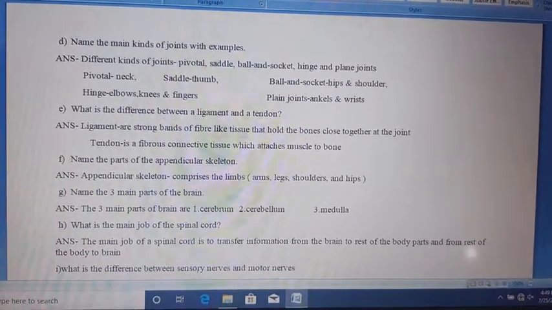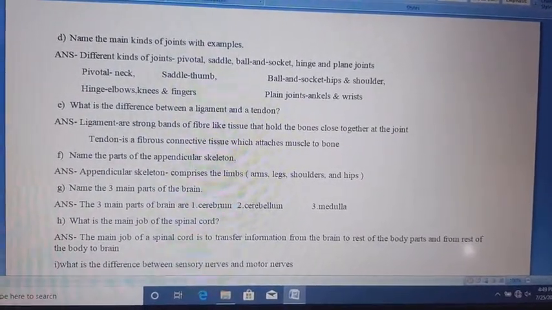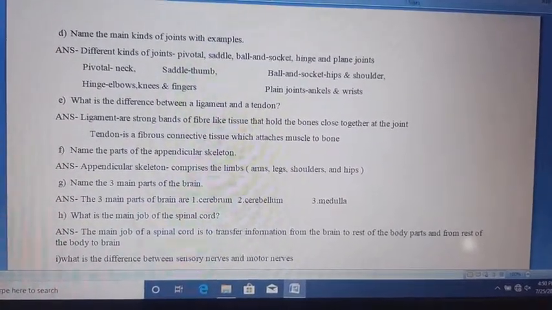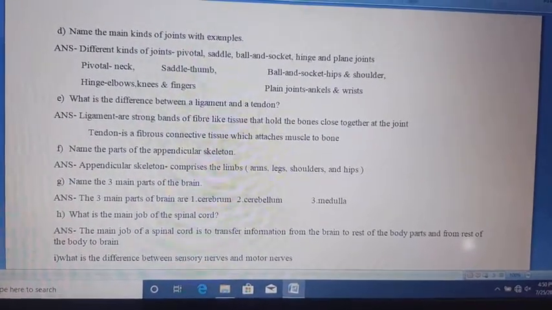F. Name the parts of the appendicular skeleton. Answer. Appendicular skeleton comprises the limbs, arms, legs, shoulders, and hips.